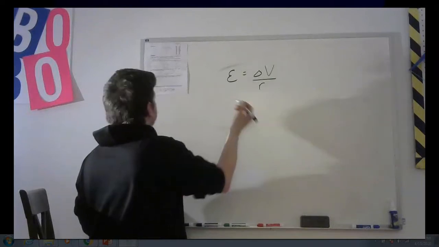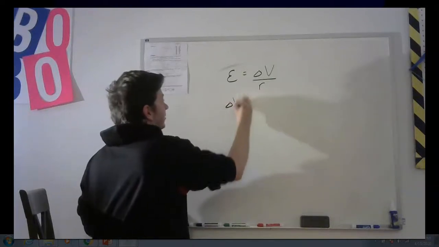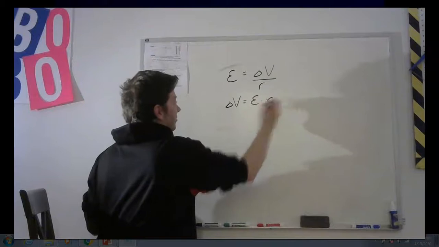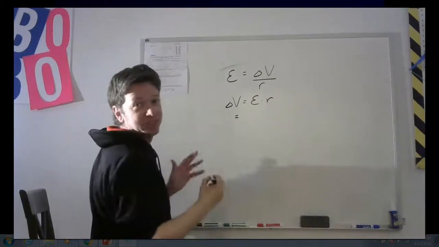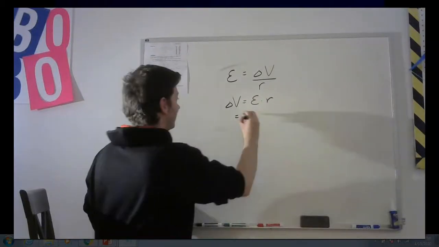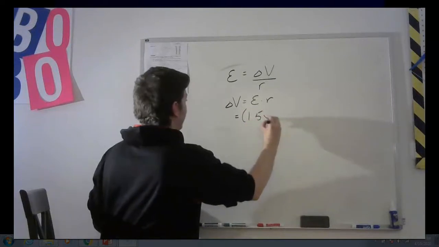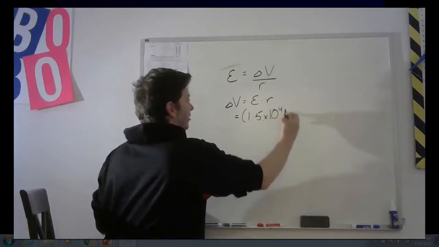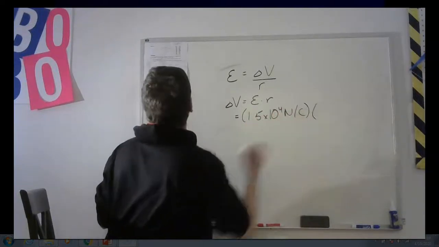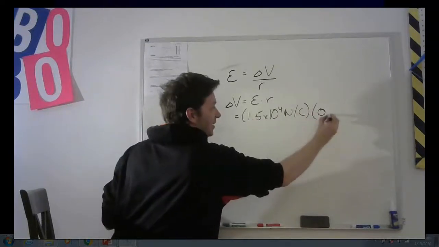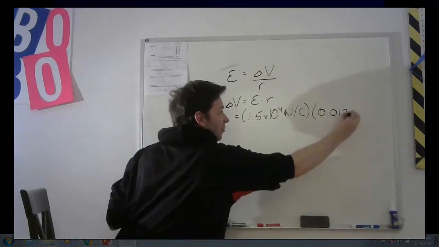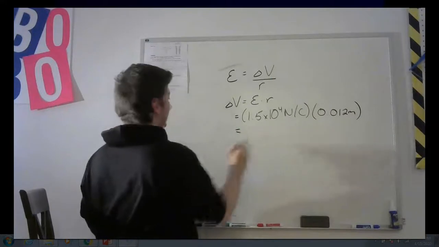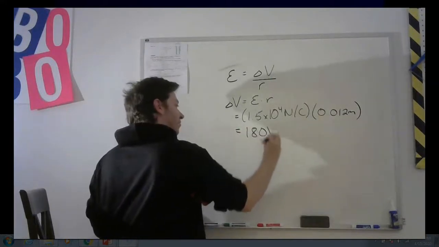So rearranging, we get potential difference equals epsilon times R, and we're just substituting and using our calculator at this point. It's not too bad. 1.5 times 10 to the 4 newtons per coulomb times R, put it in meters, 0.012 meters. Multiply them and you get 180 volts.